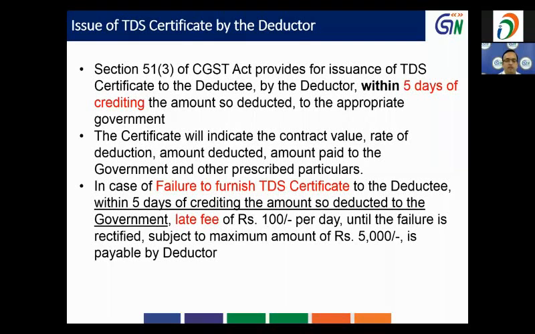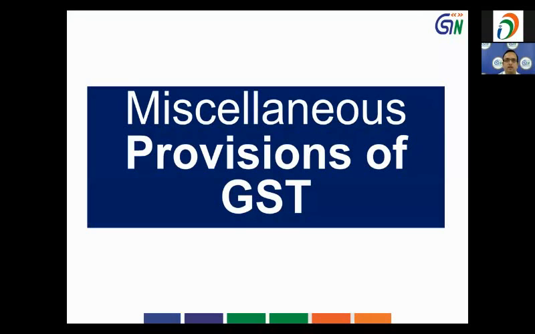So if the failure continues for 10 days, a late fee of ₹1,000 will be levied. But if the failure continues for more than 50 days, even then only ₹5,000 will be levied. So the fee has a maximum limit of ₹5,000 and is ₹100 per day. That is what the deductor might have to pay if he is not filing the return, or is not able to pay to the government within the time limit provided, or is not able to provide the deductee the required certificate. So this covers the return part of the TDS.